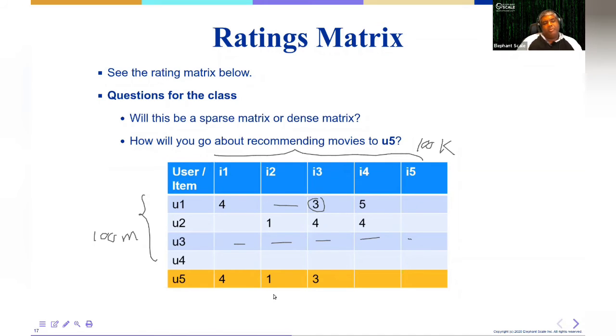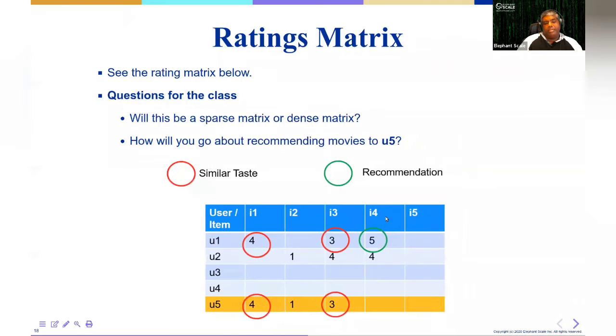User 1 and user 5: you can look at the ratings, and they seem to have similar ratings, like 4 stars, 4 stars, 3 stars, 3 stars, right? So if I'm recommending a movie, since user 5 and user 1 seem to have a similar taste profile, and user 5 rated this movie pretty high, I can recommend this movie to user 1.